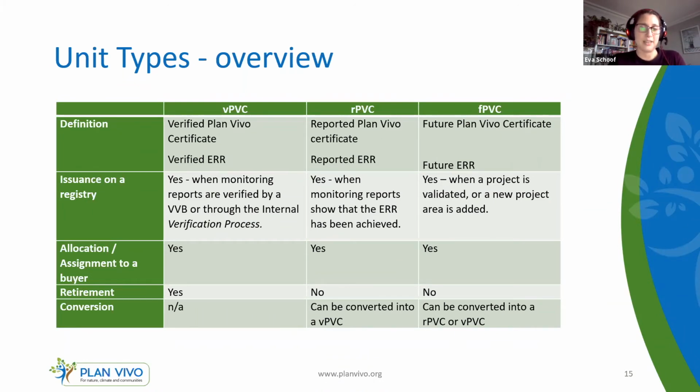RPVCs are reported Plan Vivo certificates, which could be issued onto a registry when monitoring reports show that these emission reductions and removals have been achieved. They can be allocated to buyers, but they can't be retired until they are converted to a VPVC. And the same goes for an FPVC, a future Plan Vivo certificate, which can be issued onto a registry when a project is validated or a new project area is added, can be allocated to a buyer, but again couldn't be retired until it is converted into a VPVC.